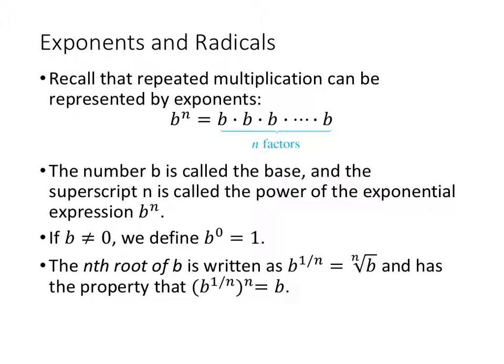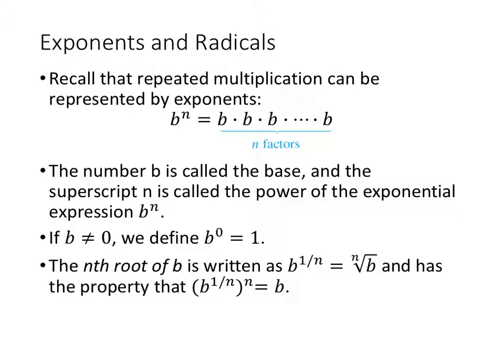Alright, so exponents. Recall that repeated multiplication can be represented by exponents. So b to the n literally means you take b and multiply it by itself n times. This number b that we multiply repeatedly is called the base. And the superscript n, the number of times that we multiply it, is the power or the exponent of the expression. Now for b values that are not 0, so any number other than 0, b to the 0 equals 1. Now hopefully you're thinking, well, what's 0 to the 0 power? That's where we need calculus. We'll get there by the end of the semester.